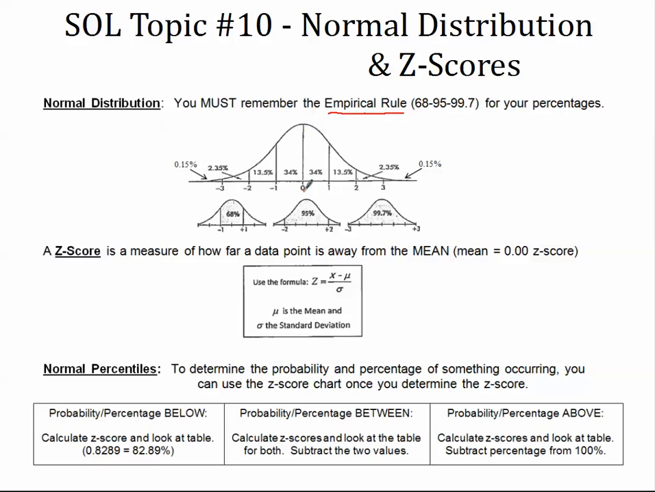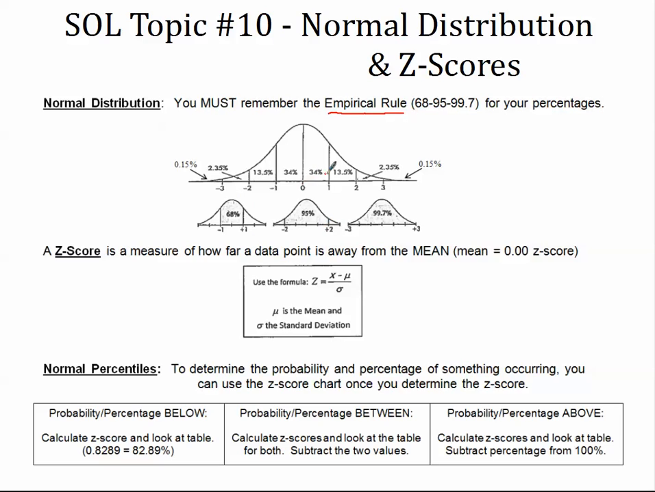The mean is exactly in the middle right here at 0. If we go one standard deviation above the mean and one standard deviation below the mean, then we will have 68% of our data in between -1 and +1. If we go two standard deviations above the mean and two standard deviations below the mean, then we will have 95% of our data in between -2 and +2.